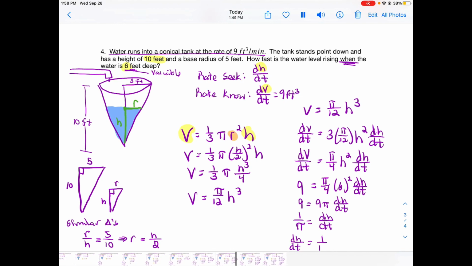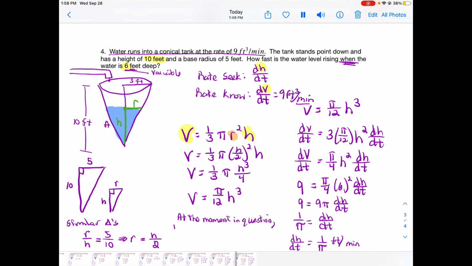Let's check our units of measurement. h is being measured in feet, and time is being measured in minutes. So 1 over pi feet per minute. Interpret the result in a sentence. So let's see. At the moment in question, the water level is rising at a rate of 1 over pi feet per minute.